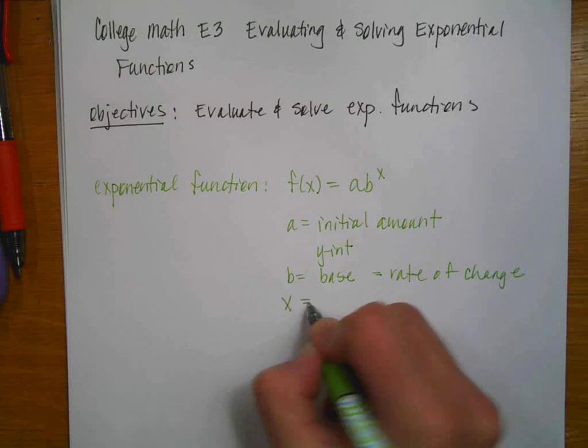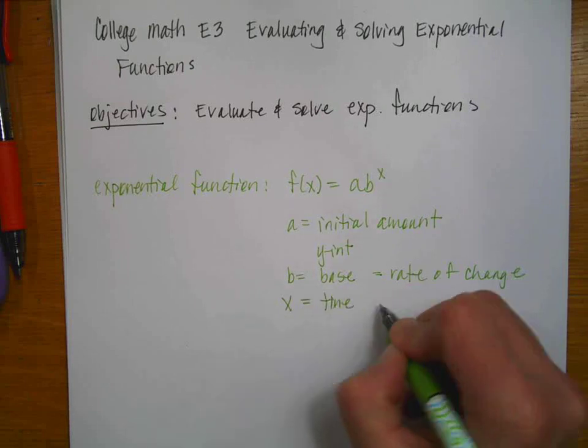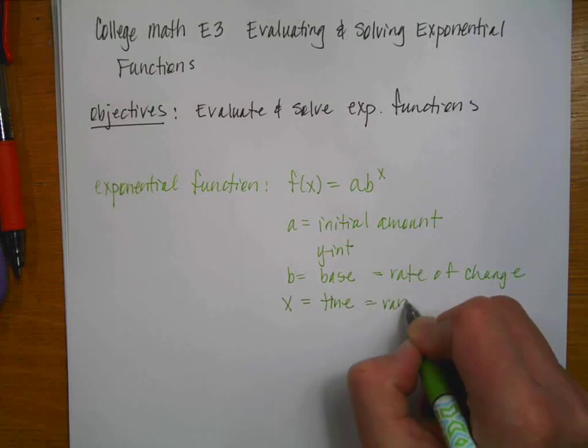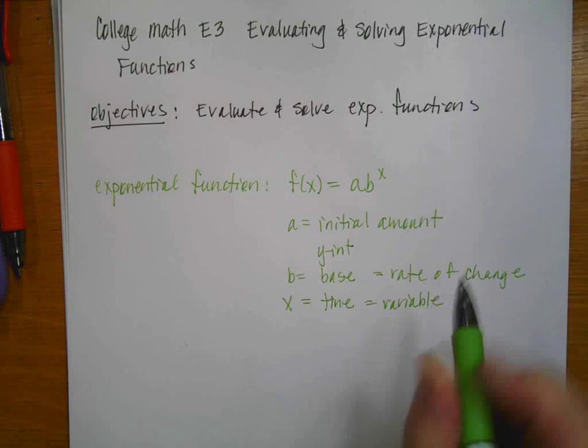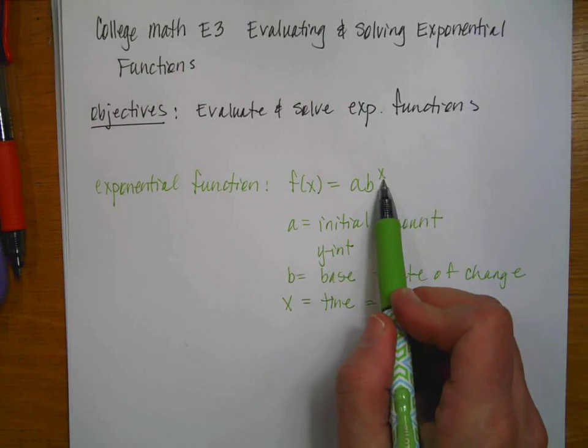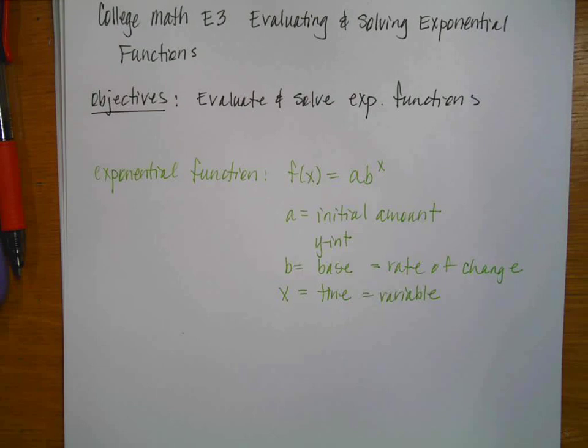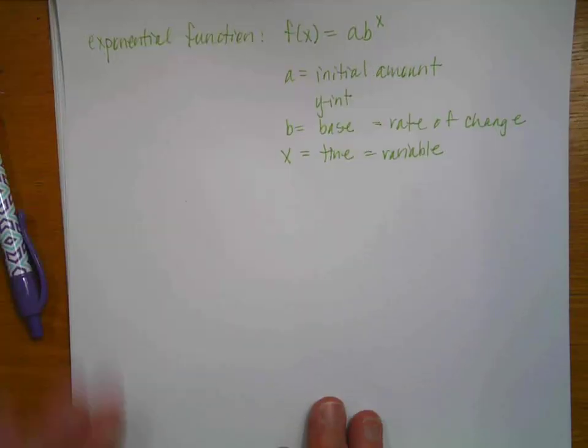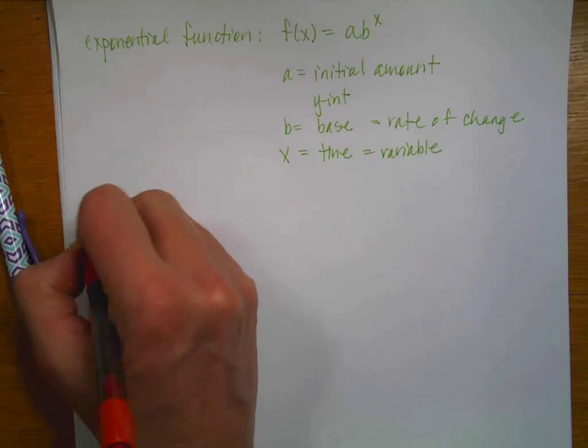And then x is often going to represent time, but it is our variable. And we know that we have an exponential function when my variable is in what I call the up position. So let's just jump in with our first example. We have another short video for today.